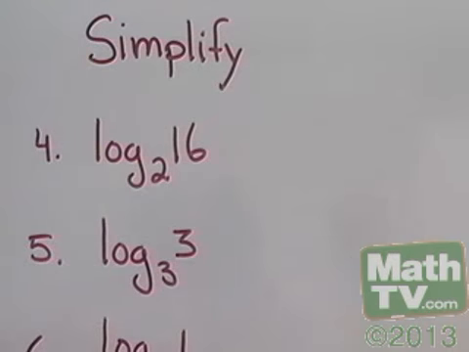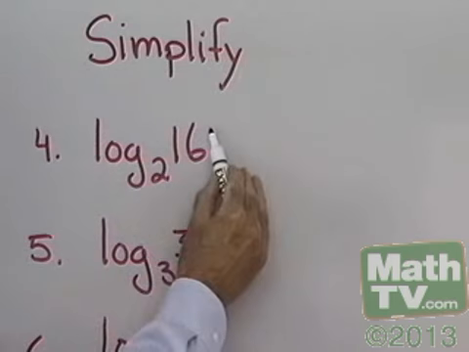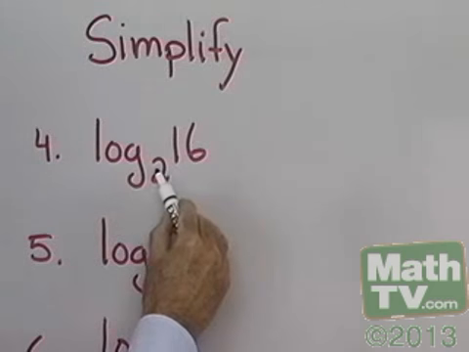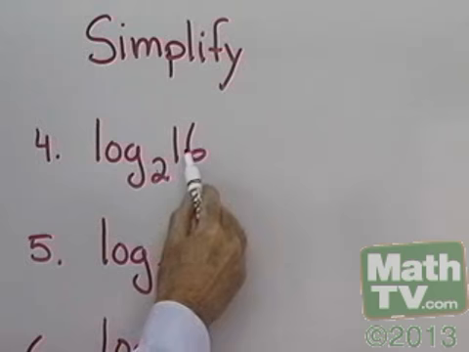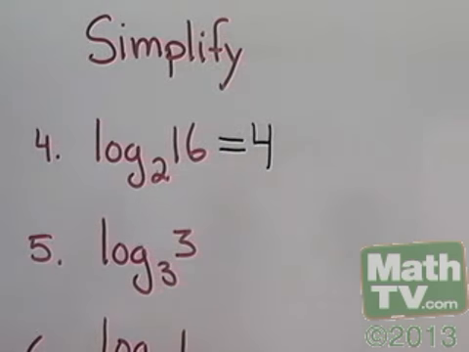We want to simplify here log base 2 of 16. Now remember, logarithms are exponents, and this exponent in particular is the one I need to write on 2 in order to get 16. So 2 to what power is equal to 16? The answer to that is 4. 2 to the 4th is 16.